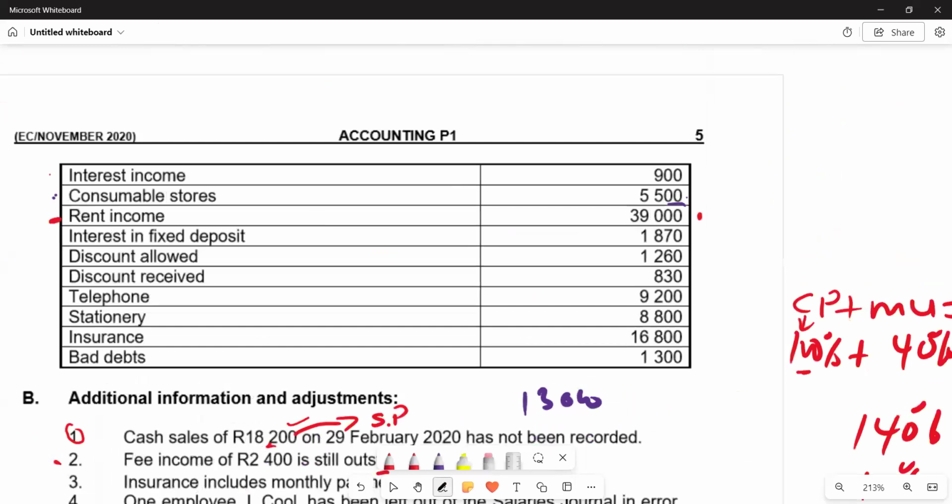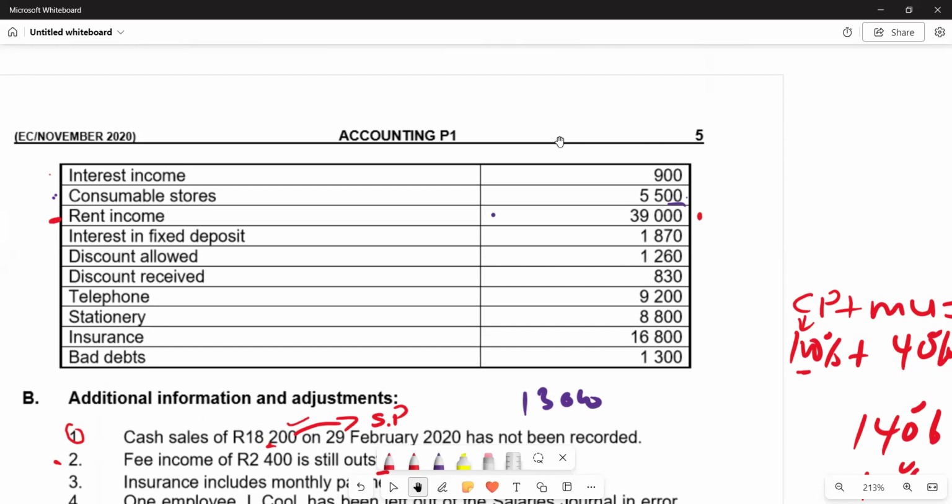And then we go to interest on fixed deposit. Remember I said it's part of interest income, so we are going to search for another. Discount allowed is an expense, right? We've got discount allowed of 1,260. So we are supposed to include it there as our discount allowed. So the amount that we are having is, let's just check the correct figure there, which is 1,260.